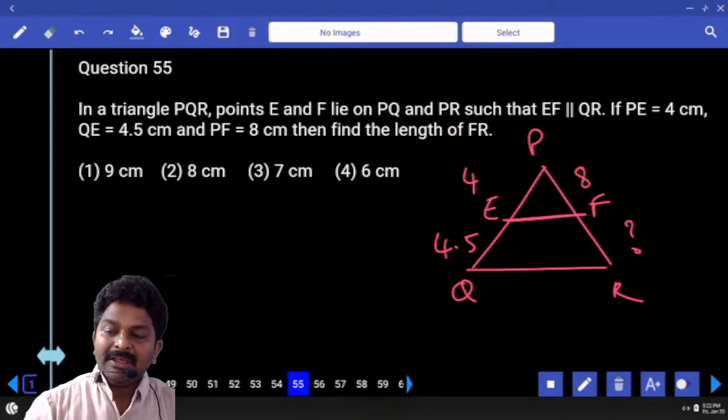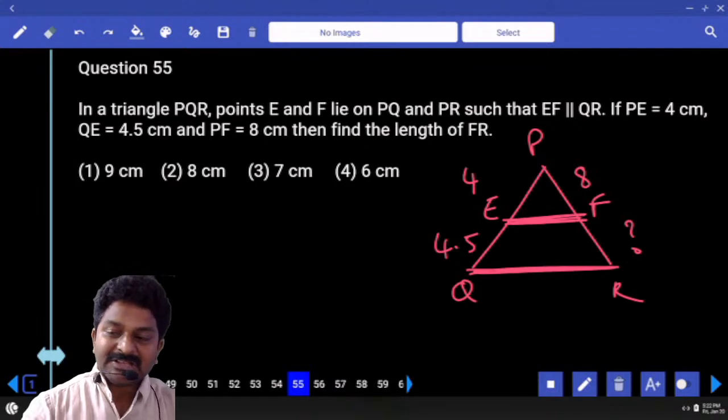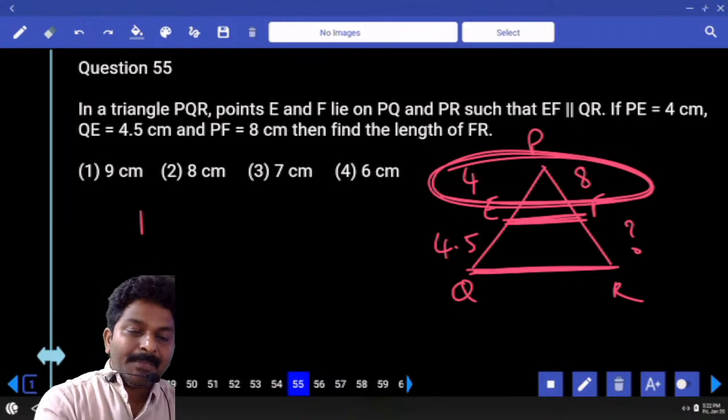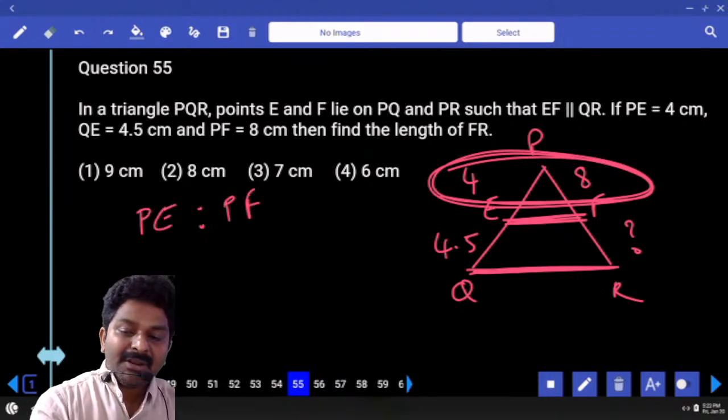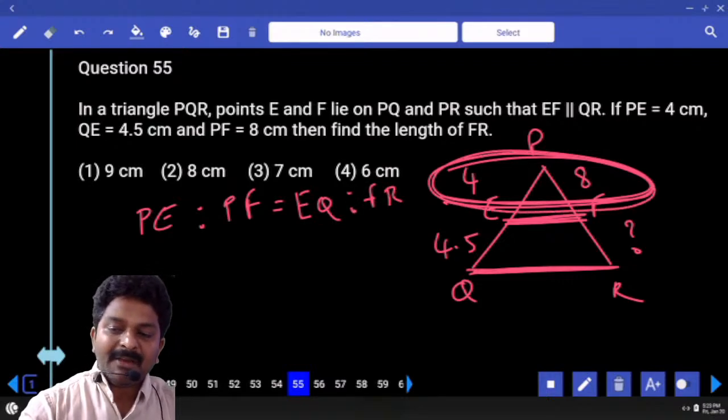Now, if EF and QR, if these two are parallel to each other, whatever the ratio that is there between PE and PF, the same ratio happens for EQ and then FR. So now, PE and PF, what is the ratio?